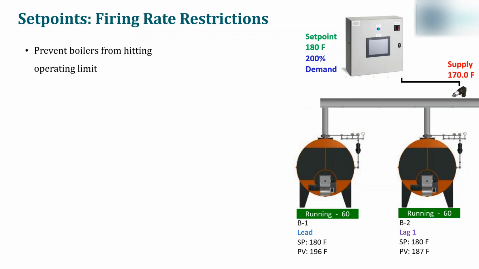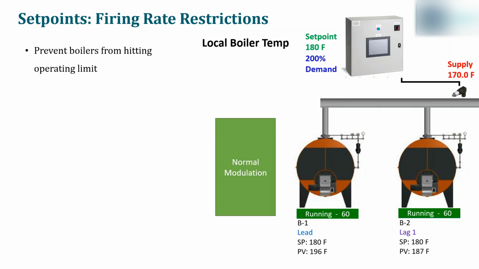Firing rate restrictions, and we're going to talk about a couple of them here, are in place in order to prevent the boiler from reaching its operating limit. So we're going to build a little chart in the middle of the screen here, and we're going to talk about the local boiler temperature at boiler 1. The system set point is 180 degrees, so normally that would mean that the local set point is also at 180 degrees. Anywhere below this 180 degrees, we have just normal modulation. The boiler is going to be able to go to 100% firing rate all the way down to low fire, however it's being commanded to run via the master panel.